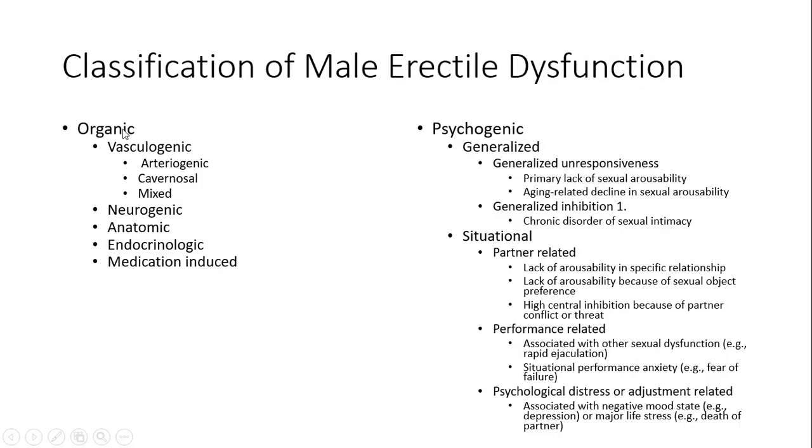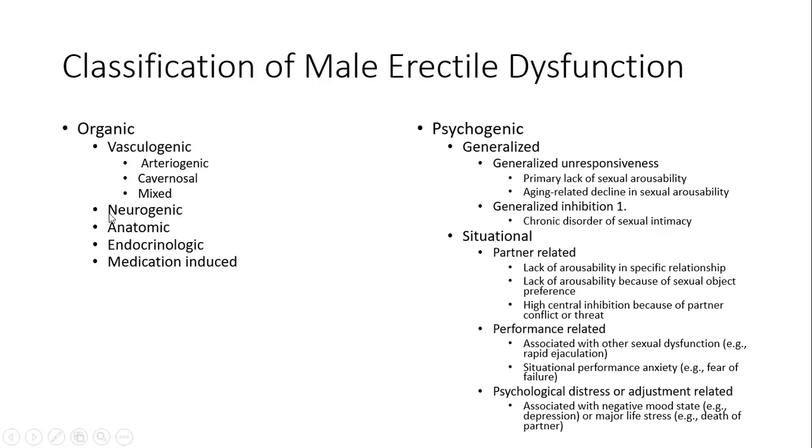Classification. We mainly classify it in two ways: organic and psychogenic. So let's talk about organic. Organic might be vasculogenic, so it's due to arteriogenic, when arterial supply is not okay. Cavernosal, so when backflow of the blood from the penis is disrupted. And mixed, so when both of them are involved.